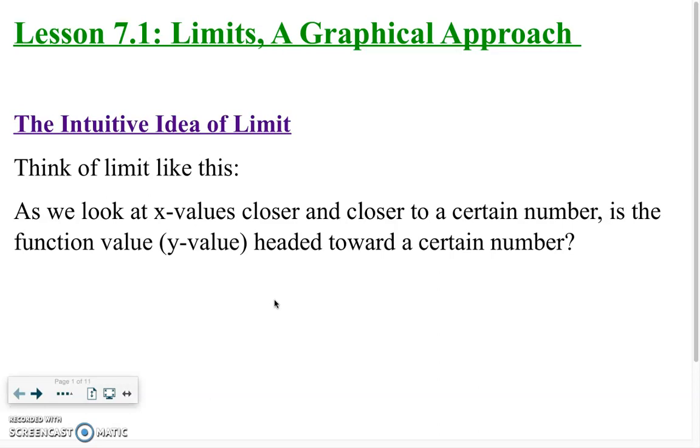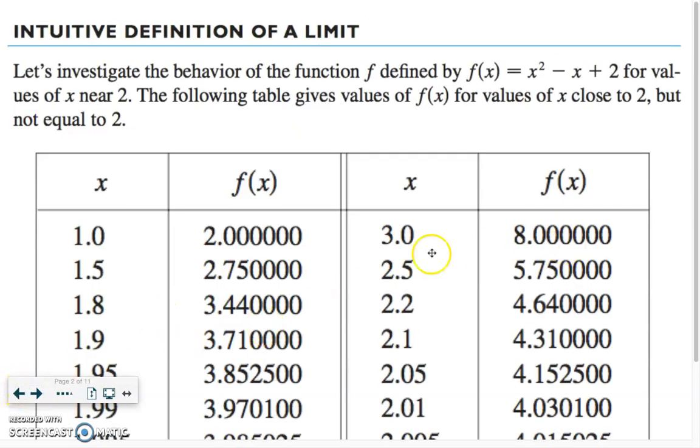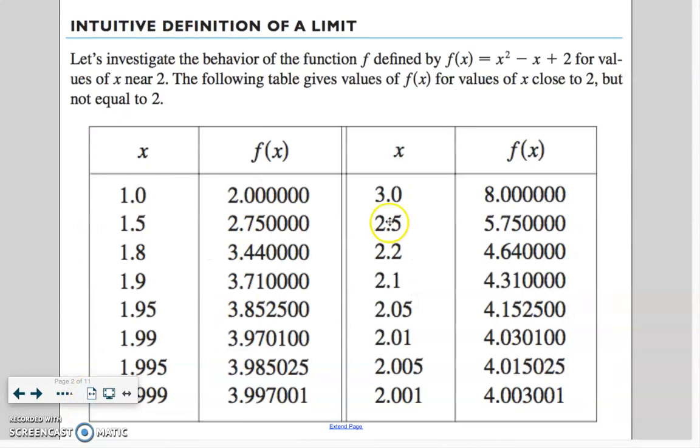We actually have learned a little bit about limits this year, but we didn't really call them limits. What we called them is end behavior. So a limit is this. It says as we look at x values that are getting closer and closer to a certain spot, is the function value, which is the y value, headed towards a certain number? So like is your graph increasing forever, or is it leveling off? Like what's it doing?